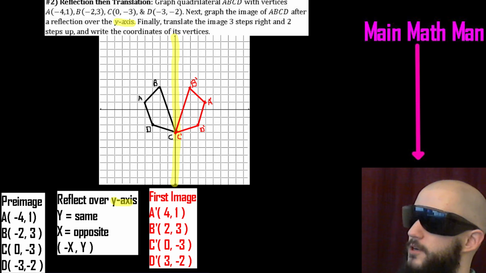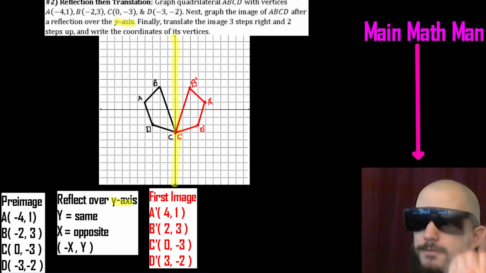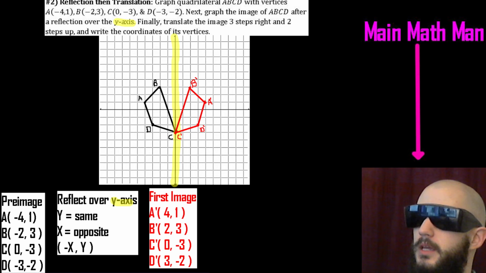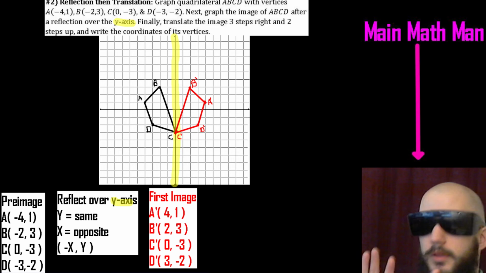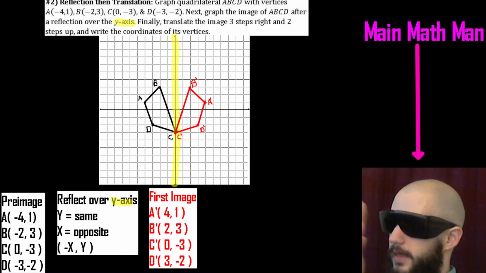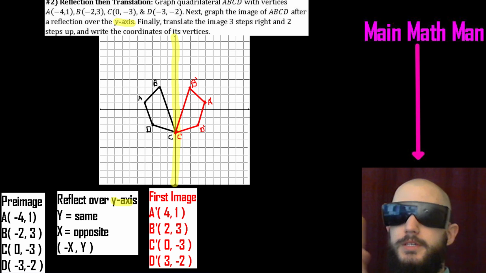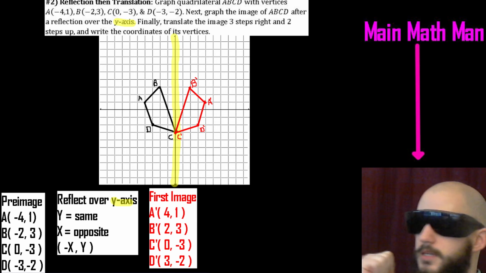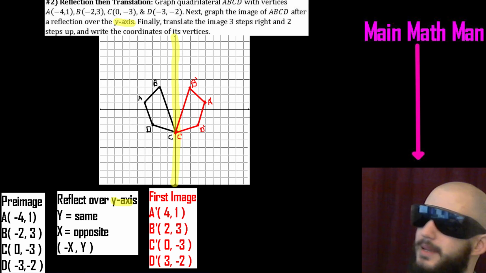So then my first image, or A prime, B prime, C prime, and D prime, because I have 4 points, are (4, 1), (2, 3), (0, -3). That's the same point, Mr. Janko. It's the same. It's fine. Again, it's on that y-axis, and so it's not moving. And D prime is going to be (3, -2).